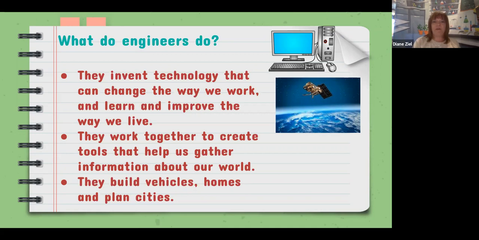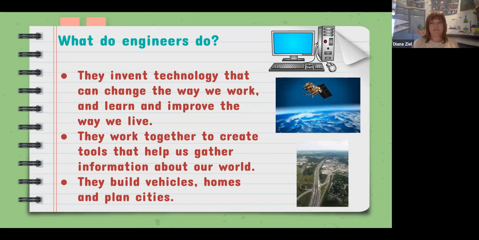But engineers also build vehicles, homes, and plan cities using the resources available to them. They build highways, shopping centers. All of these things are jobs for engineers. They work on solving problems to make and improve to make our lives better.